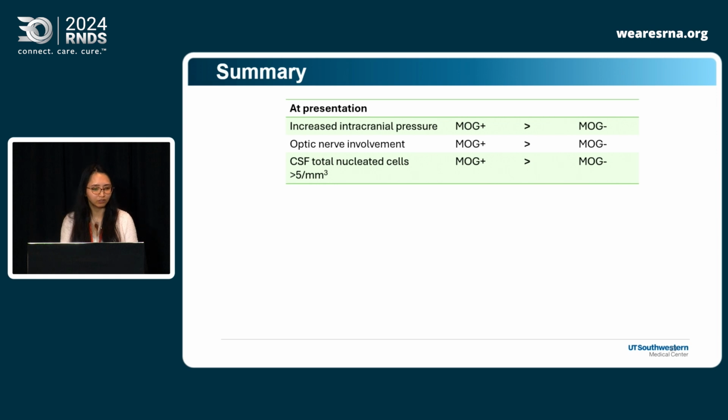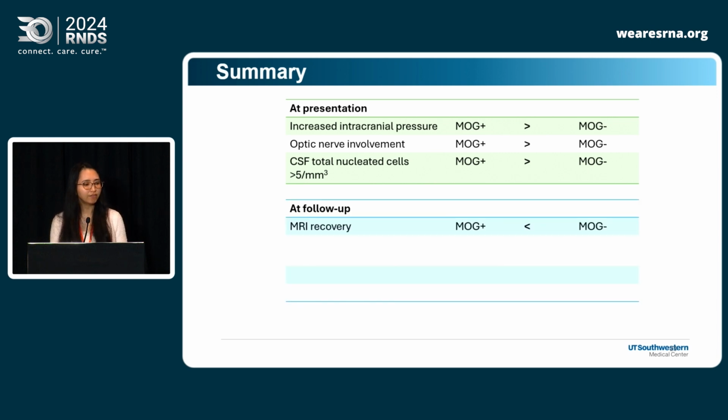And so in summary, just to wrap this up and give our impression: at presentation, it's important to note that in our MOG-positive cohort, they were more likely to have increased intracranial pressure, they're more likely to have optic nerve involvement, and they're more likely to have elevated total nucleated cells. So maybe they have a more inflammatory disease process than the MOG-negative cohort, perhaps. And then in follow-up, for whatever reason, I'm not sure why yet, the MOG-negative group seem to have more complete recovery on their MRI than the MOG-positive group.